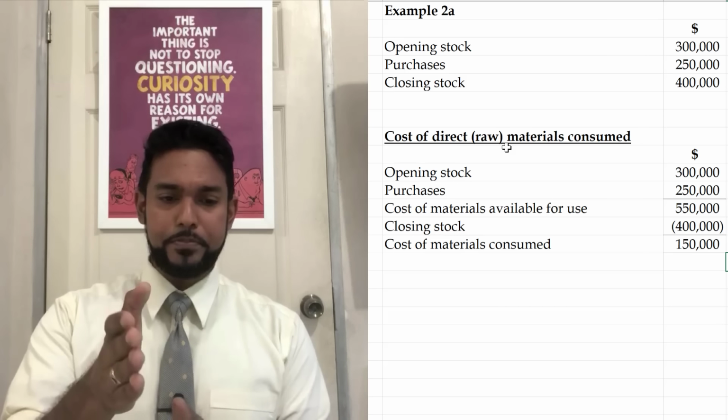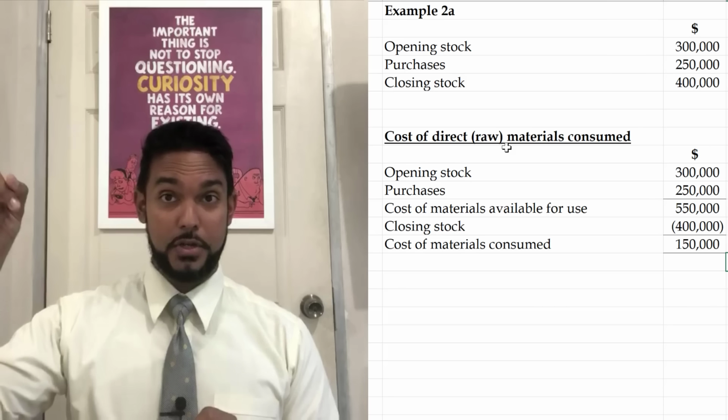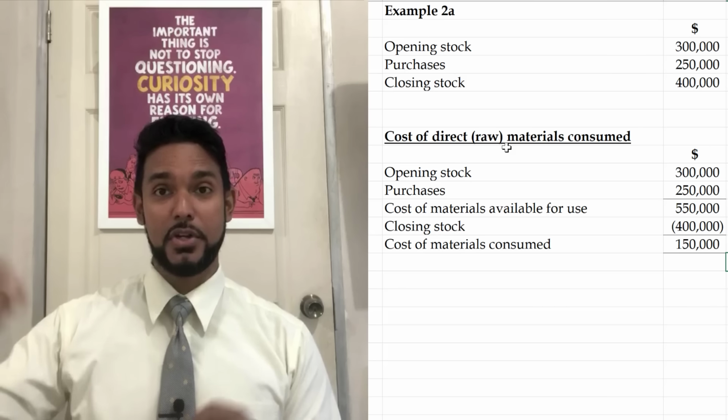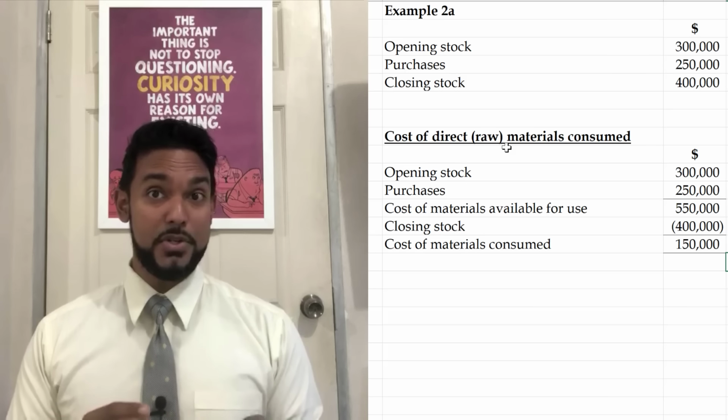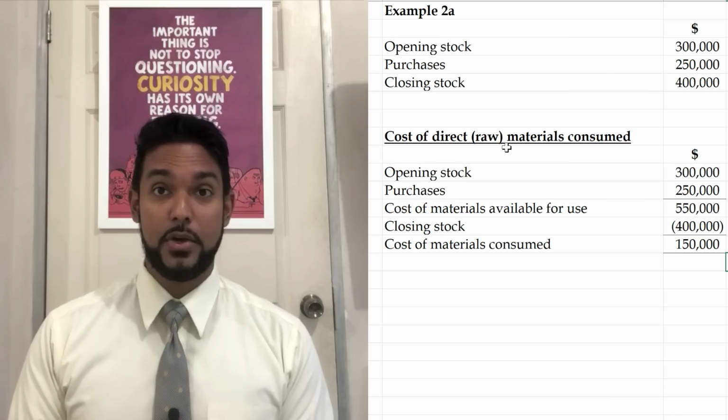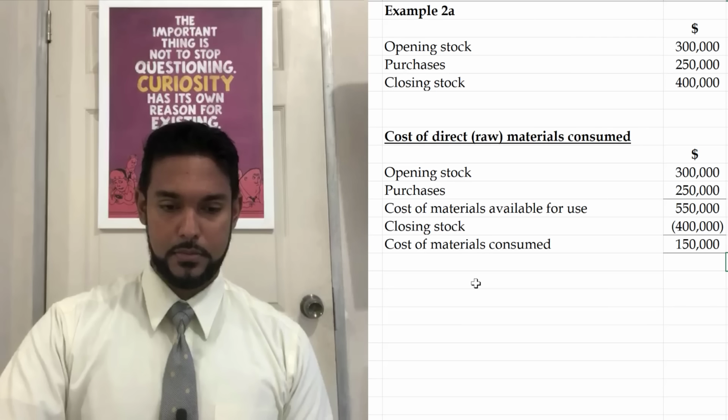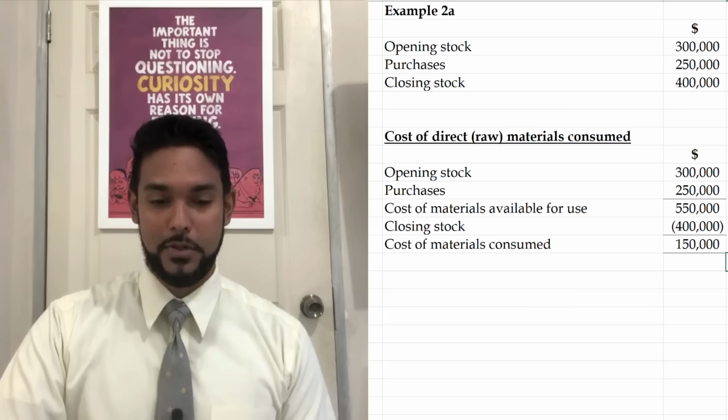All right, so of course, we know from our trading account or cost of goods sold calculation, we have a couple other adjustments to make to purchases. So I'm going to take a look at that right now. So just give me a sec.